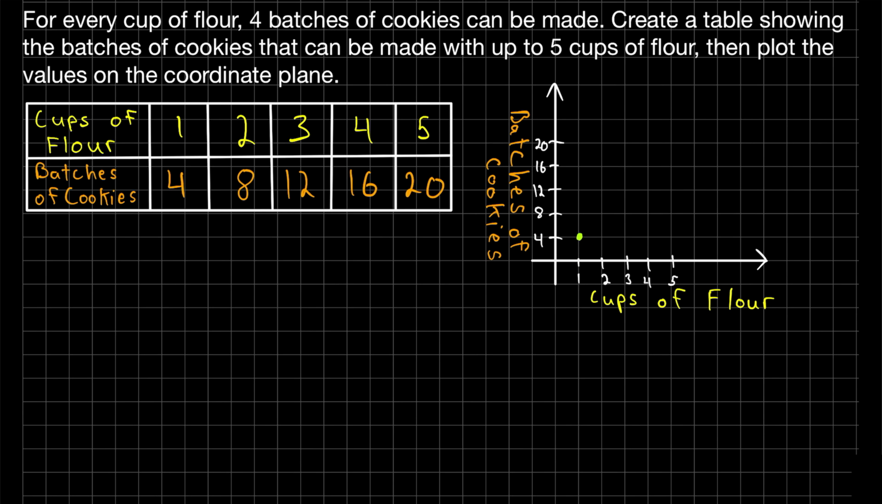1 cup of flour gives us 4 batches of cookies. And we proceed in the same way for all the other ratios. 2 cups of flour gives us 8 batches of cookies, 3 cups of flour will give us 12 batches, 4 cups gives us 16 batches, and 5 cups gives us 20 batches.